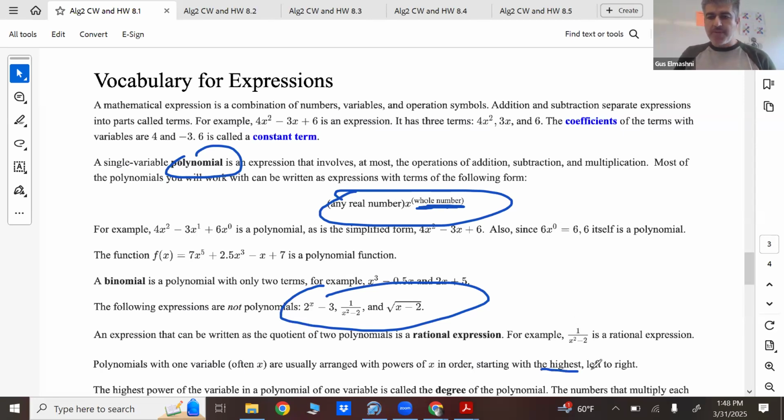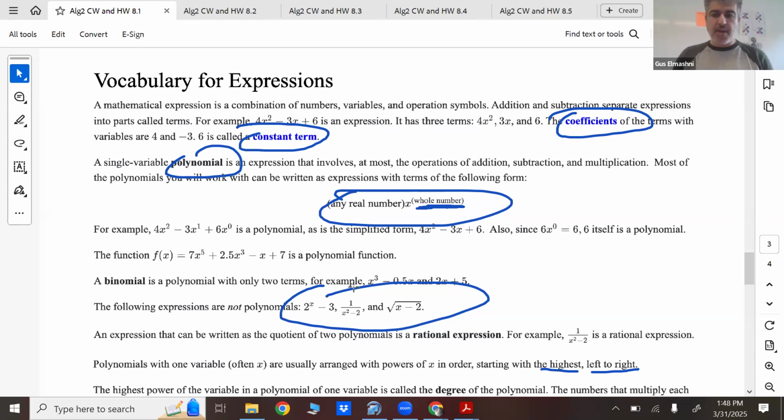Usually you want to go from highest to lowest, left to right. Constant terms are terms with no x. Coefficients are the numbers in front of the variables. What else can I say here? The degree is the highest exponent. I mentioned that already. So yeah, I think that's all I wanted to say.